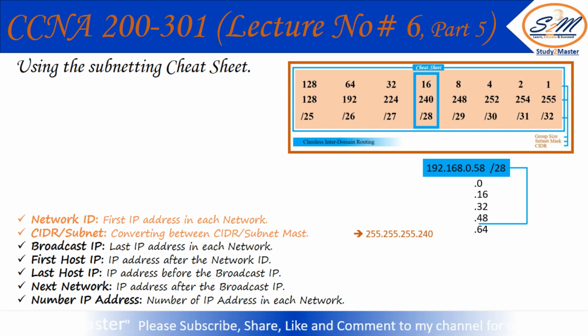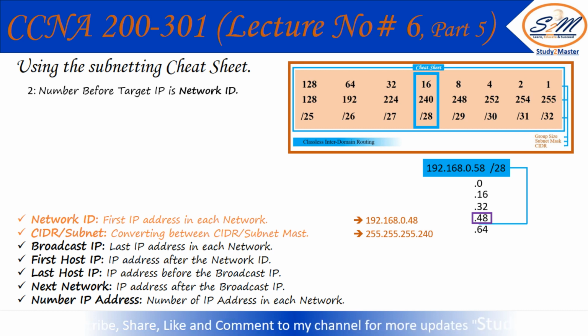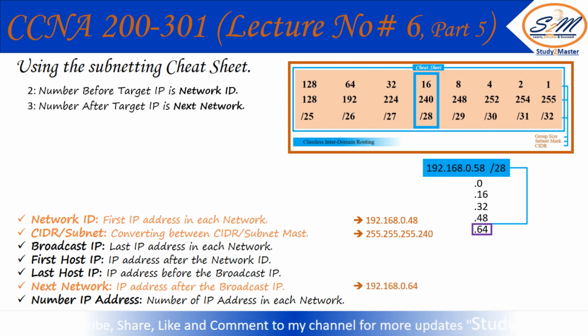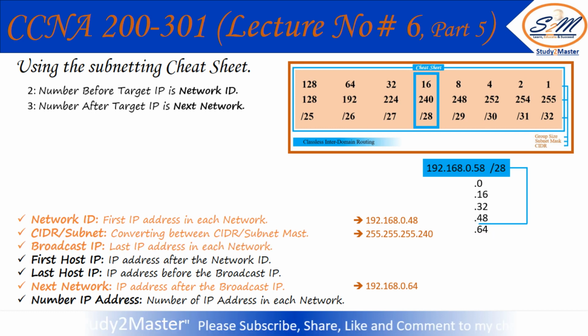So the target IP address is located between 48 and 64. Now let's find the network ID. The first IP address in each network is called the network ID. 192.168.0.48 is the network ID. What is the next network IP address after the broadcast IP address? 192.168.0.64.